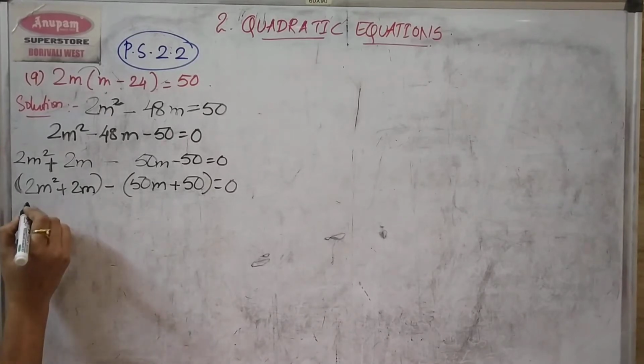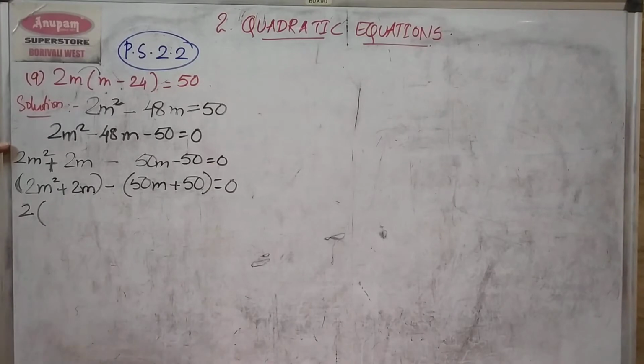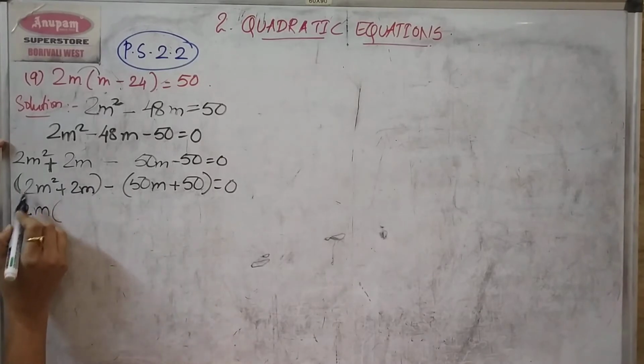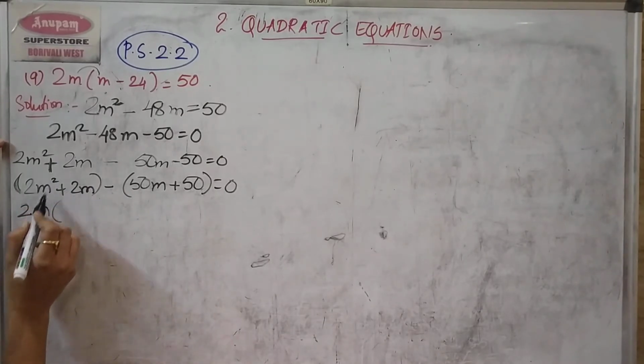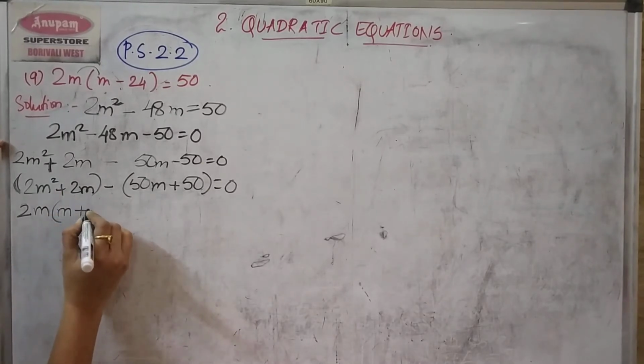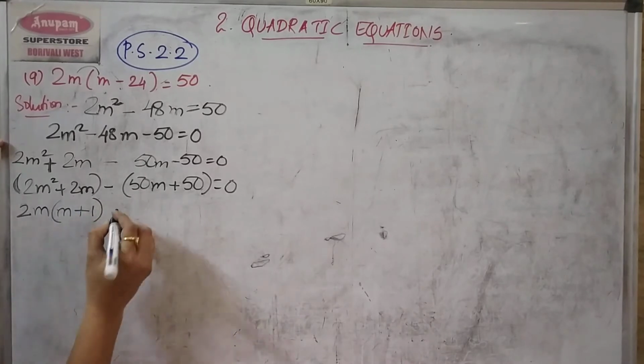The number 2 is common to both. So 2 comes out. And out of m square and m, m will come out. So which I write down here inside the bracket. 2 is outside. Out of this 2m, 1m is outside, so I am left with 1m inside. This plus sign, this 2m entirely went outside, so nothing is there means 1.